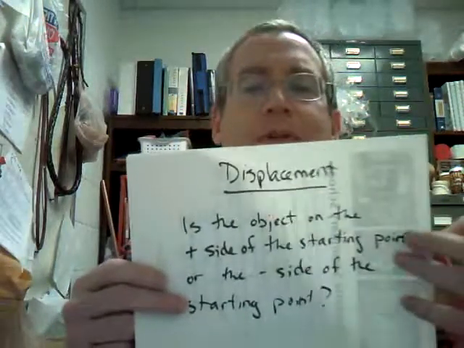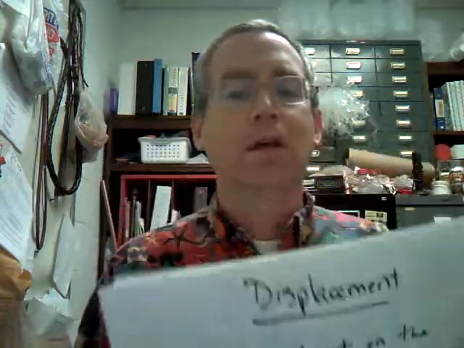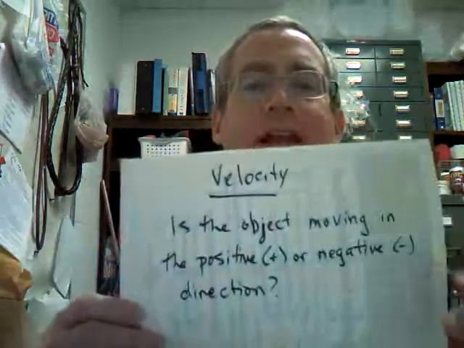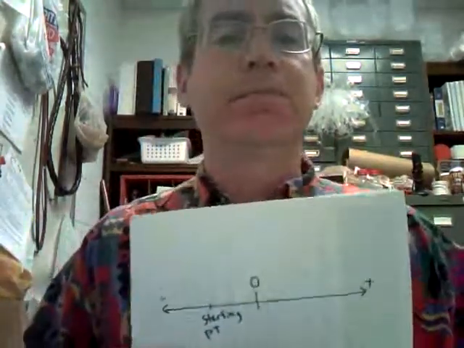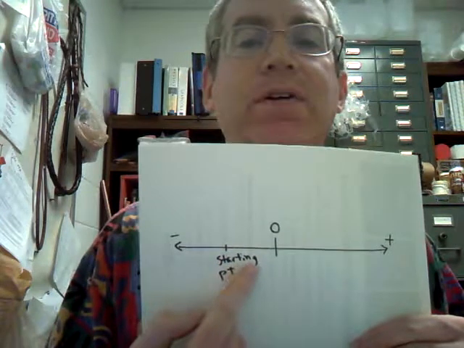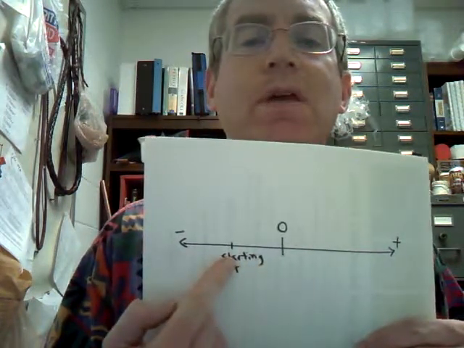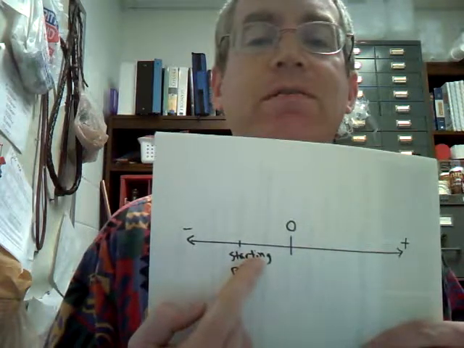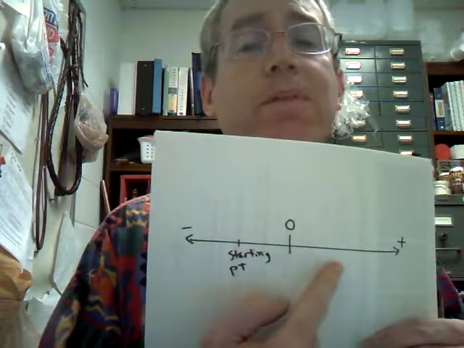So displacement. Is the object on the positive side of the starting point or the negative side of the starting point? Next, velocity. Is the object moving in the positive or negative direction? Let's go back to the great, incredible graphics that I have here. So, starting point is 0, positive velocity, positive displacement, negative position. Positive, all three are positive at this point.